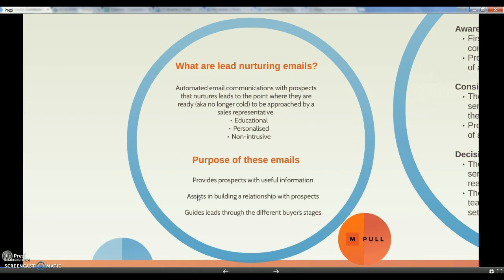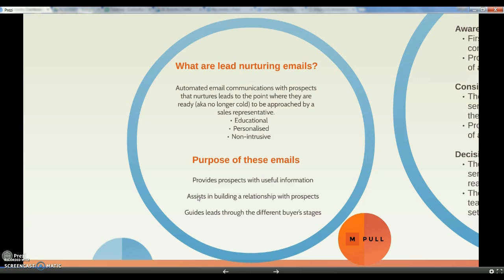Okay, so first things first, what are lead nurturing emails? Well, basically, we can break it down to saying that they're automated email communications with prospects that nurture the lead from the point where they make their first contact with you until they are ready to be approached by a sales representative. It's important to remember that these emails always need to be educational, personalized, and non-intrusive, as opposed to cold calling. On that note, a quick fact about cold calling: it has been proven that 90% of all cold calls are ineffective. Thus, enter lead nurturing.